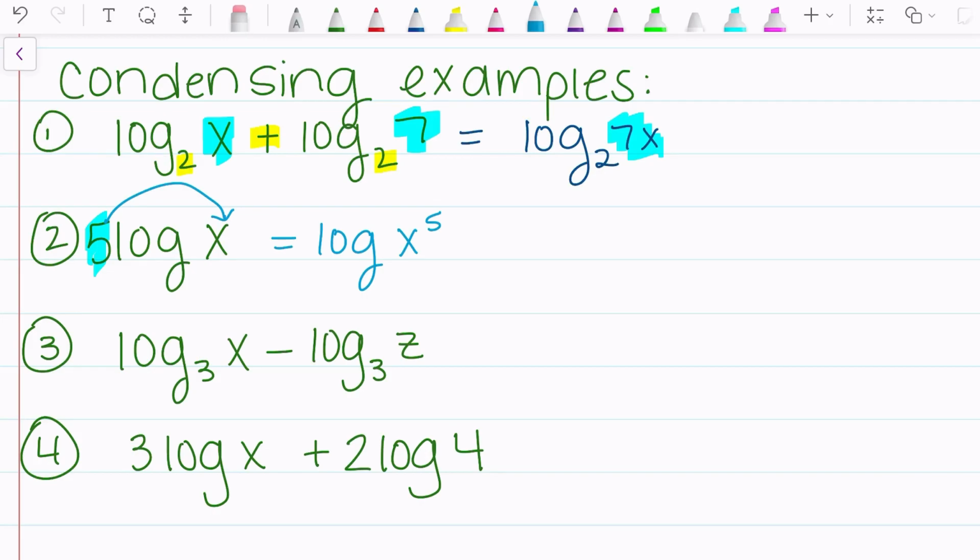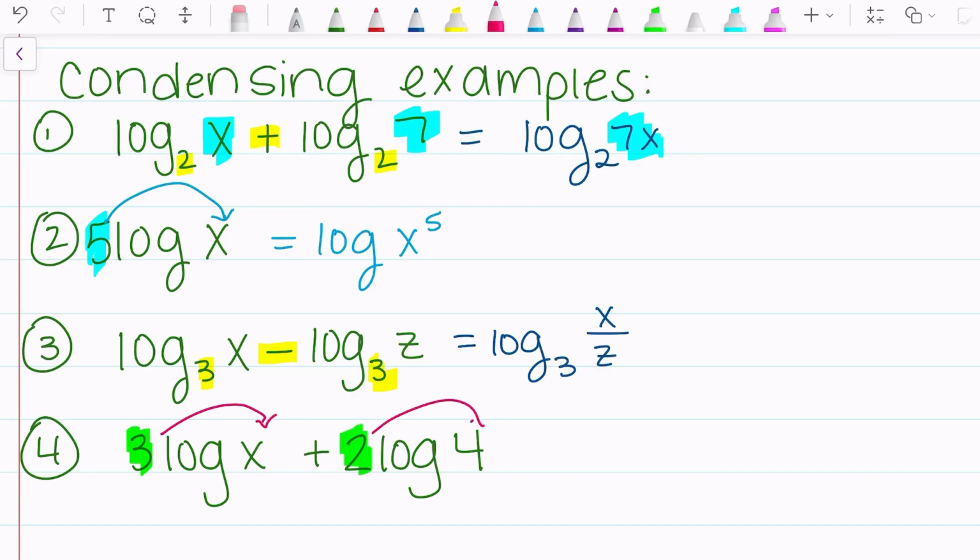All right, number 3, I have two logs, this time base 3, and they're separated by subtraction. So I can rewrite these as log base 3 of x over z. All right, the fourth problem here, I have several things going on. I have a 3 in the front, so that's going to need to come up to be an exponent. I have this 2 in the front, so it's going to need to come up and be the exponent, and then I'm separated by an addition sign, so I'm going to condense using multiplication.